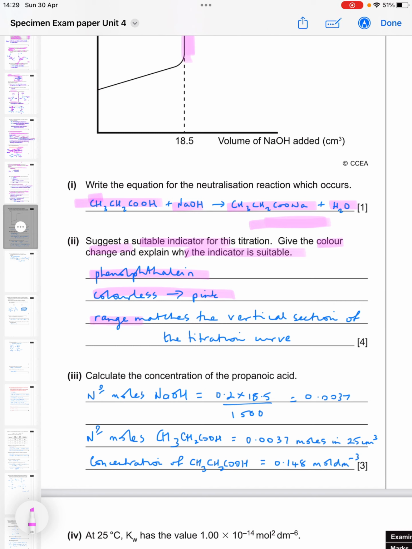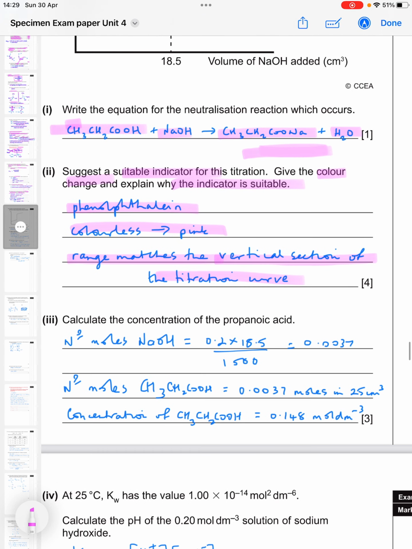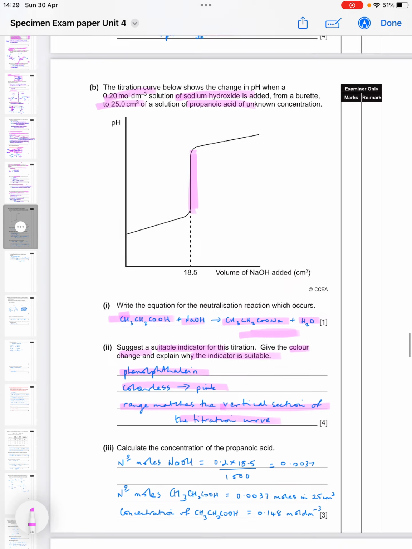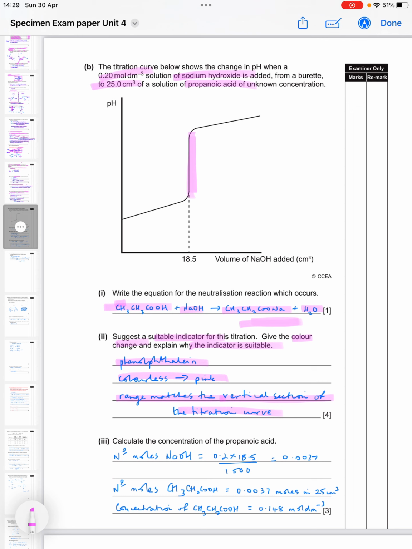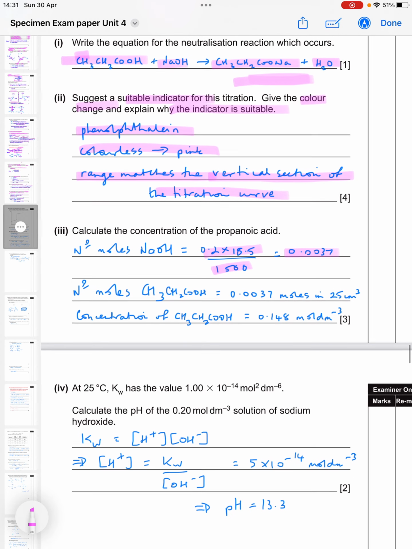And of course the colour change would be from colourless to pink. And the reason you're going to give is because it's in a range that matches the vertical section of the titration curve. Then calculate the concentration of the propanoic acid, taking the values from the question at the top of the page. Number of moles of sodium hydroxide is 0.2 times 18.5, that's from the graph here.